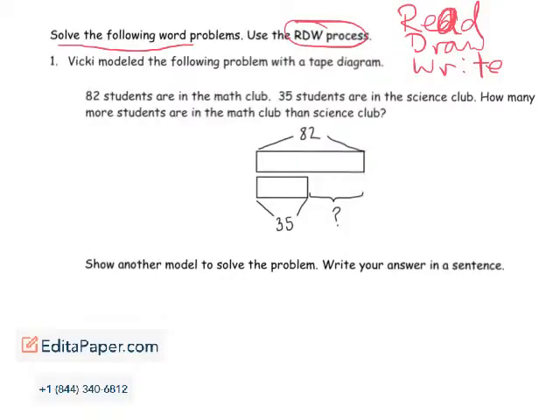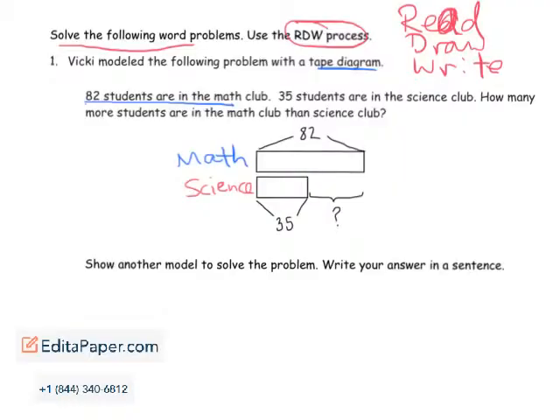So we're going to begin with Vicky. She's modeling this problem using a tape diagram. So we've got 82 students are in the math club. Technically, we really should write math here. And then it says 35 students are in the science club. So really, we should put science here. And you can see that she has properly modeled the numbers here.